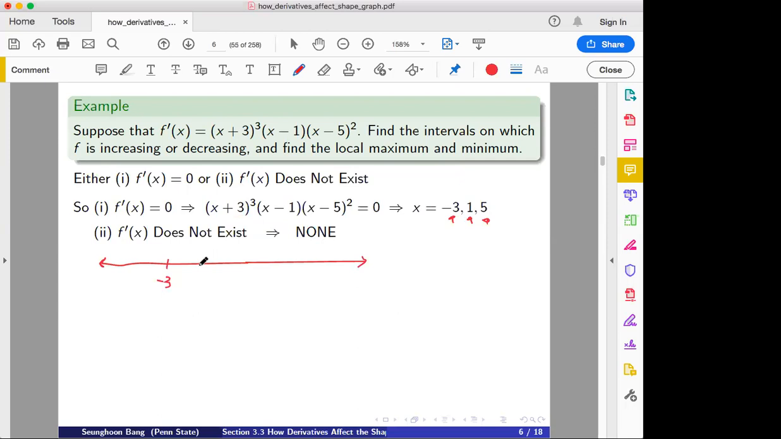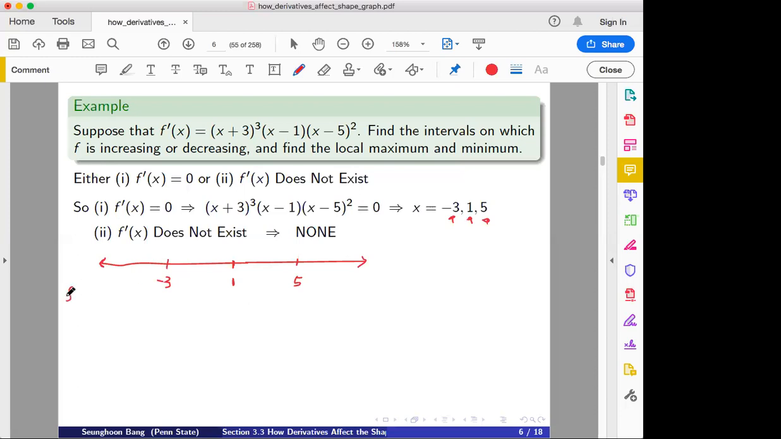Negative 3, here 1, and this one 5. So far we have 4 intervals: less than negative 3, between negative 3 and 1, between 1 and 5, and greater than 5. We have 4 intervals. Which interval has an increasing graph? Which interval has a decreasing graph?